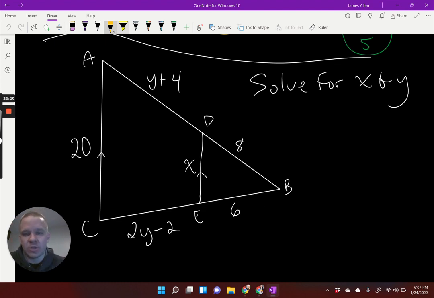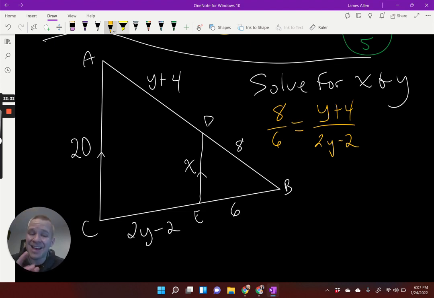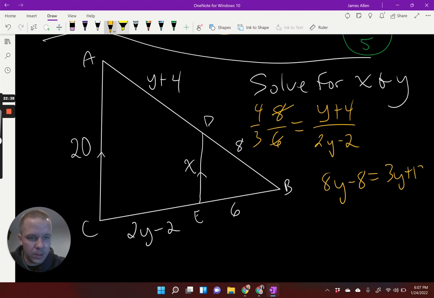But let's try and solve for y first. I can use side splitter. 8 over 6 equals y plus 4 over 2y minus 2. All right. Now, so I went top to bottom, right? I can reduce here to 4/3. And I'll have 8y minus 8 equals 3y plus 12. So I'd have 5y equals 20, so y equals, not 40, 4.